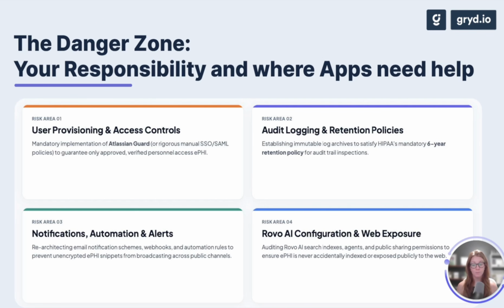Let's talk really about where Jira, Confluence, the native Atlassian stack needs help. This is the part where the expertise comes in. User provisioning and access controls. You need to make sure you're only granting, like your groups are set up and your license access. Atlassian Guard is set up to only grant access to those who are cleared to have access to the HIPAA compliant, to have access to PHI.